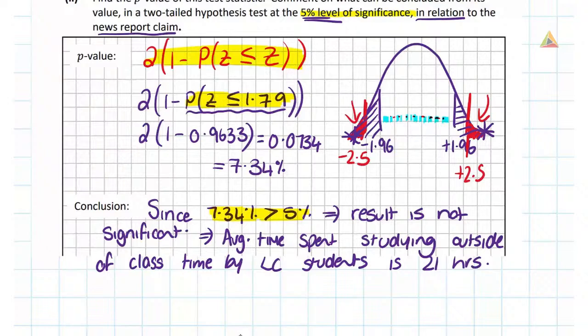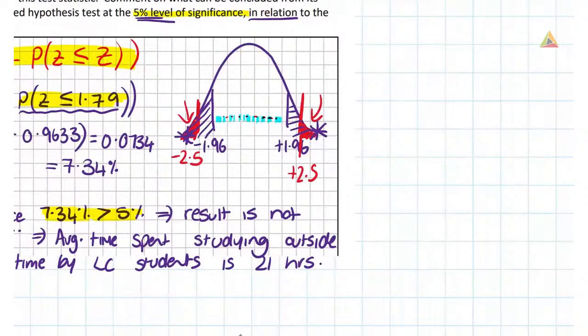For example, if it was 3%, there's a 3% probability that the result was different by pure chance. And because that's so small, the result is significant, and there must be something happening to say that we're getting a different result.